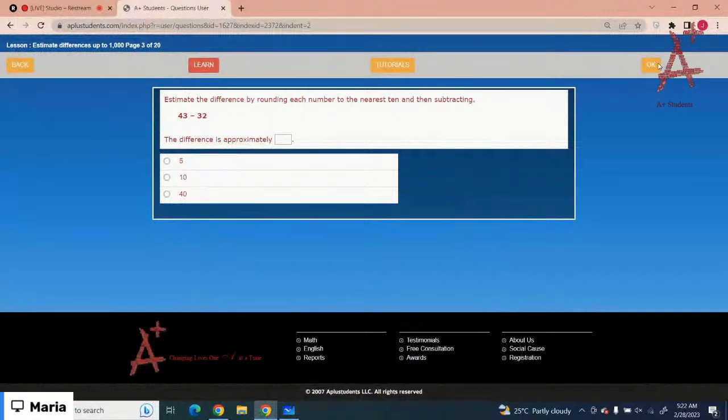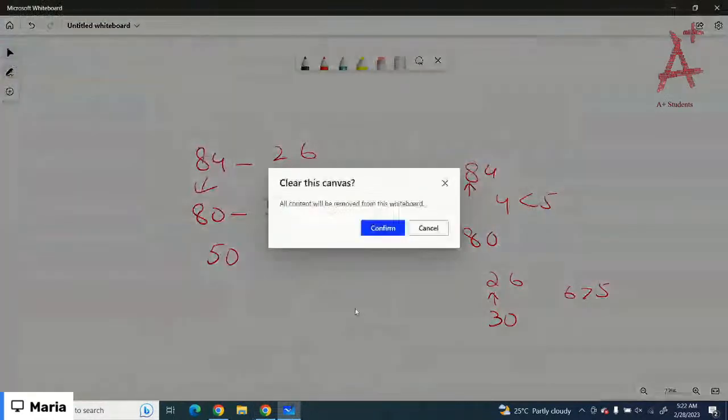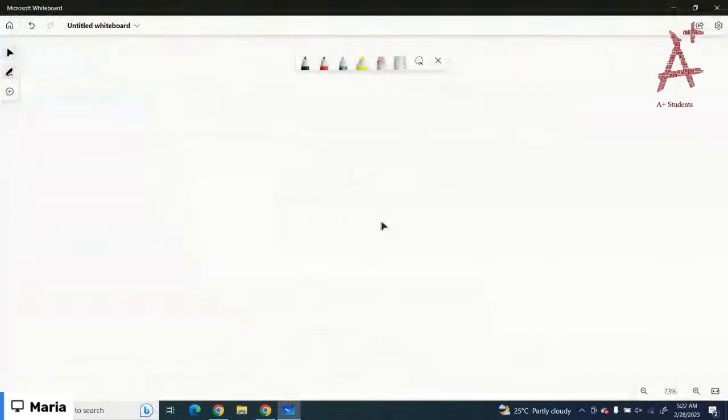Okay, the next one is 43 minus 32. Yes, very good. The next one is 43 minus 32. Okay, so 43 is rounded off to 40 and 32 is rounded off to 30. So 40 minus 30 is 10. So the correct option is 10. Got it?